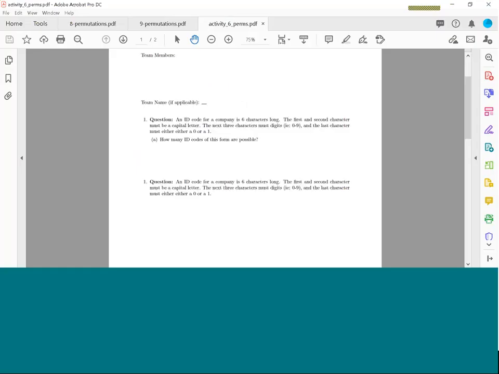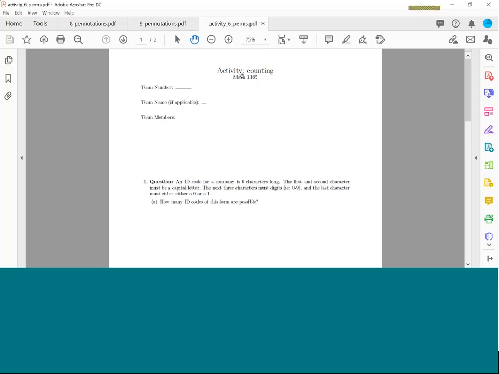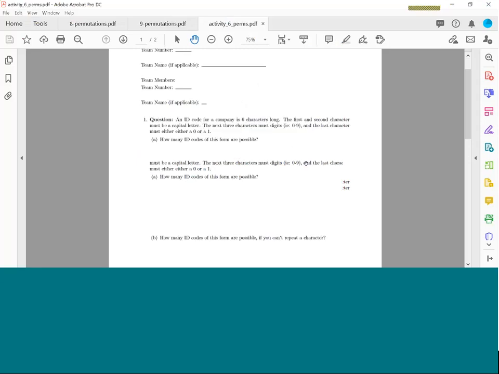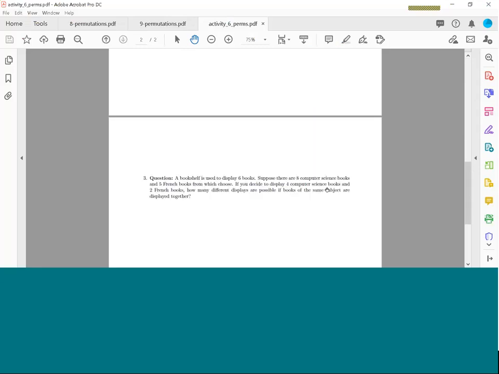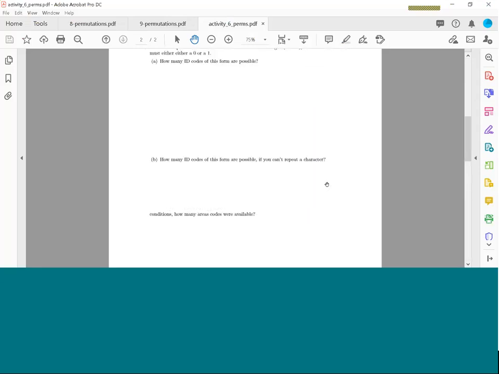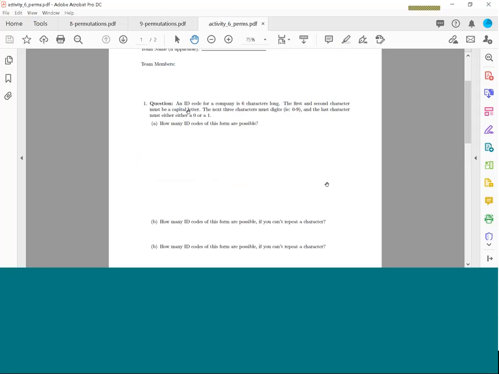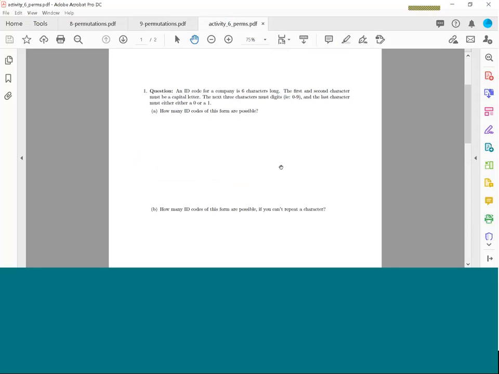So this one here is our activity 6. It doesn't actually have an activity 6 on the name up there, but here's the thing that I want to make sure to mention to you guys, it has 2 pages. Okay? The first page starts off and says, hey, try building an ID code for some company, and it gives you a bunch of different specifications, and it's got 2 parts. The first one is if it's written exactly like this, and the second one is what happens if you change up the requirements just a little bit.